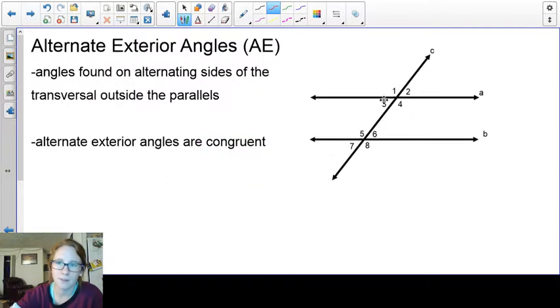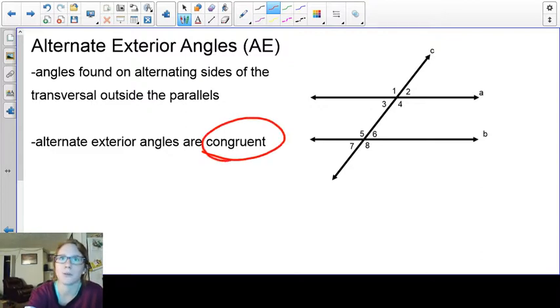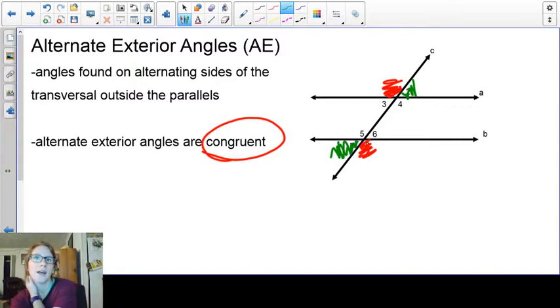Alternate exterior. This is the same kind of idea, only instead of being inside, they're going to be outside. These are also congruent. So angle 1 is equal to angle 8, and angle 2 is equal to angle 7. They're on the opposite sides of my transversal, and they're on the outside of my parallel lines.